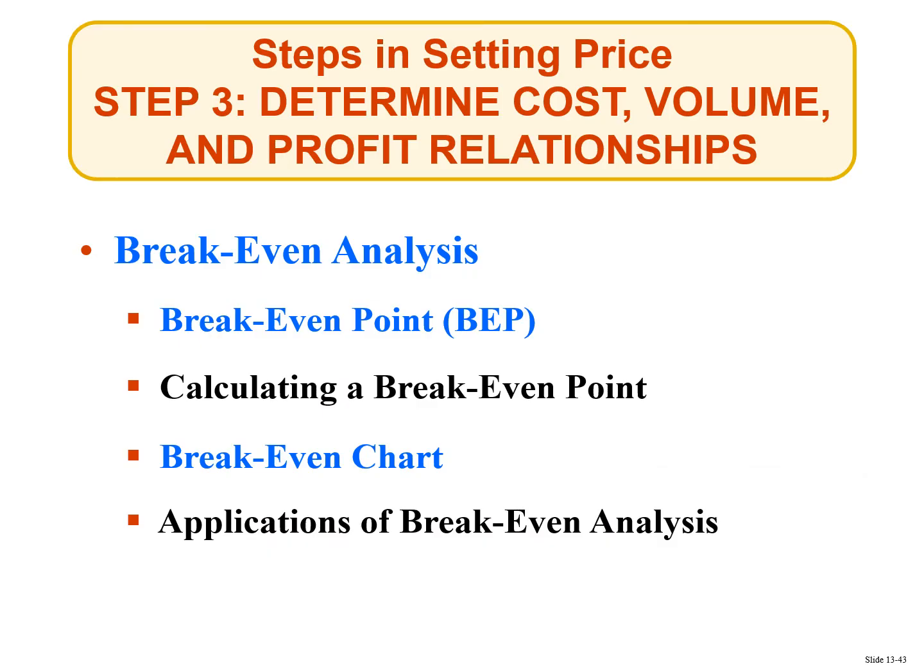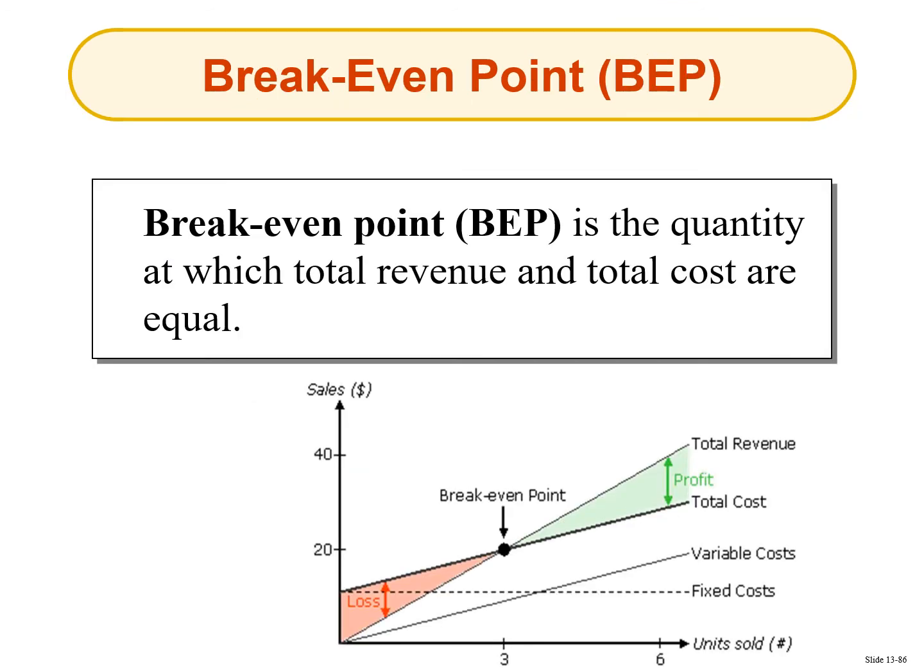Next, the break-even analysis. And we're going to talk about break-even point when we discuss the analysis and how to calculate that break-even point. We're going to look at the break-even chart and applications of break-even analysis. So break-even point is the quantity at which total revenue and total cost are equal. So if we look at that graph over there, on the x-axis we see again quantity sold, and on the y-axis we see sales. So look at the graph over there.